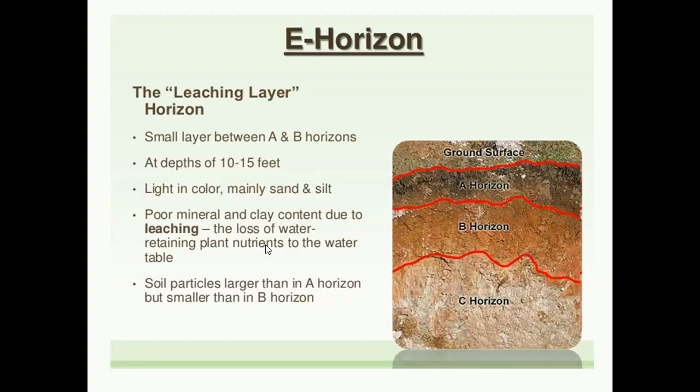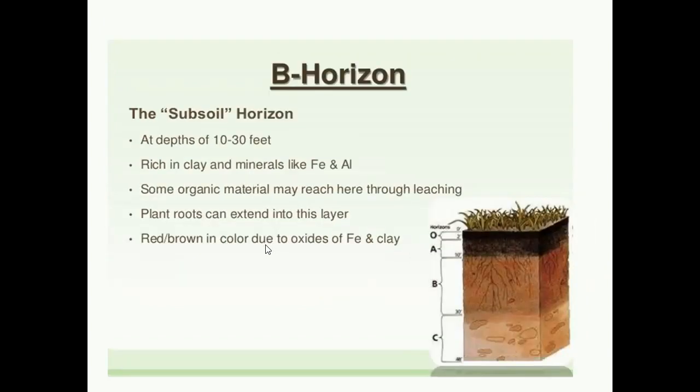It is at a depth of 10 to 15 feet. It is light in color, mainly consisting of sand and silt, so the sand and silt portion is high. It contains a poor amount of minerals and clay due to the leaching process, which is the loss of water retaining plant nutrients to the water table. Soil particles are larger than in the A horizon but smaller than in the B horizon.